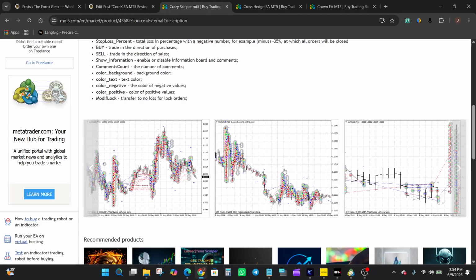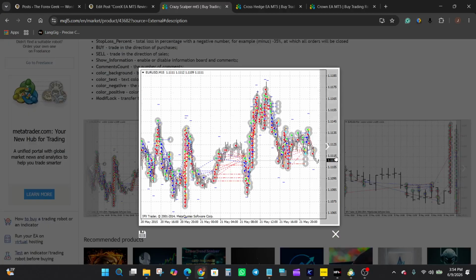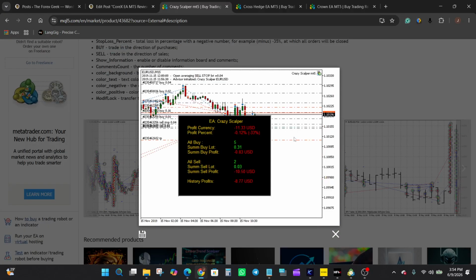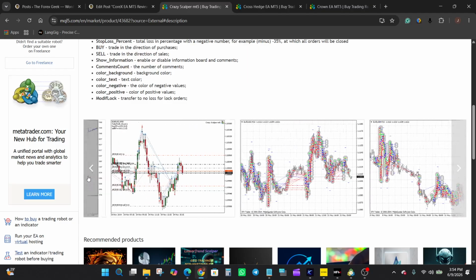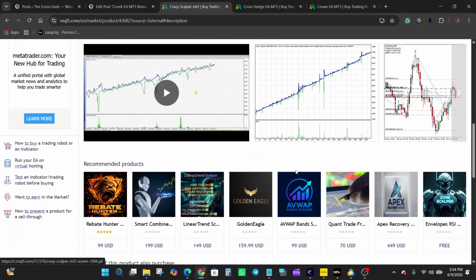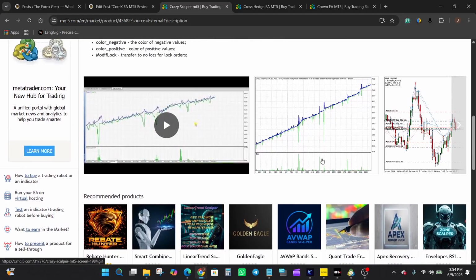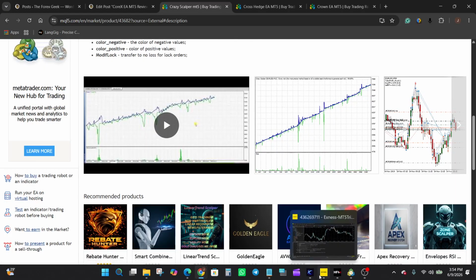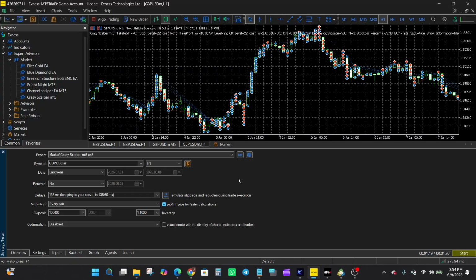Here we are just seeing perhaps the EA in action, right? The developer didn't exactly show us the backtest results. But anyways, we are going to just run our own backtest after all, and the backtest is already completed, by the way. So this is the Crazy Scalper EA.